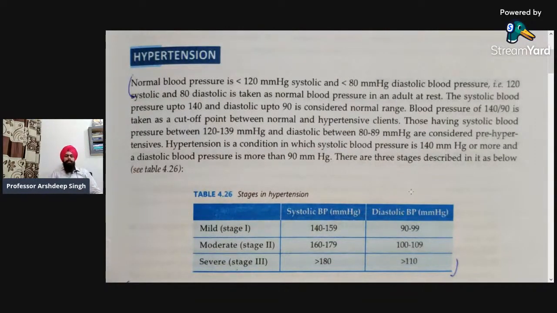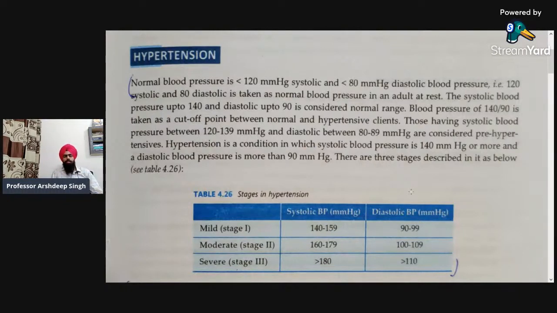So today's topic is hypertension, and as we already know, hypertension is one of the major issues in the community. A number of people, I would say in lakhs, are suffering from hypertension.